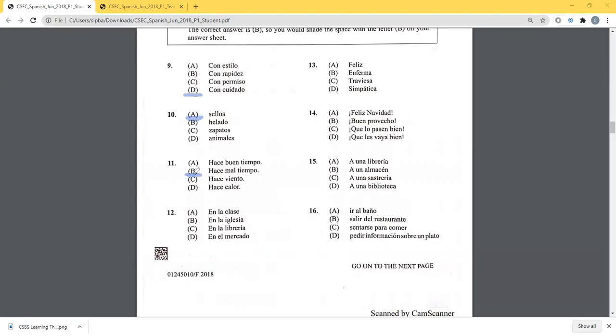B. 11 is B. So, el cielo está nublado. The sky is cloudy. Parece que va a llover. Seems that it's going to rain. ¿Qué tiempo hace? What kind of weather is there going to be?